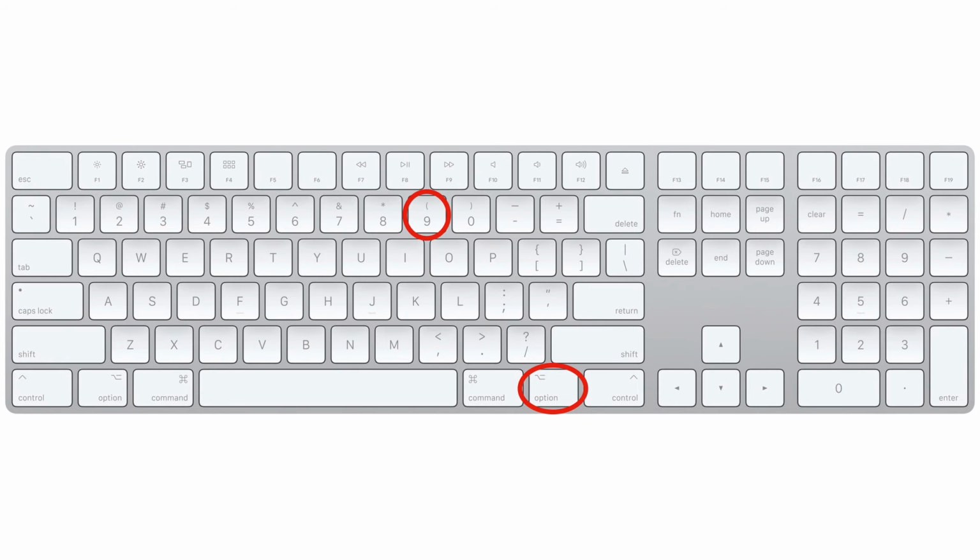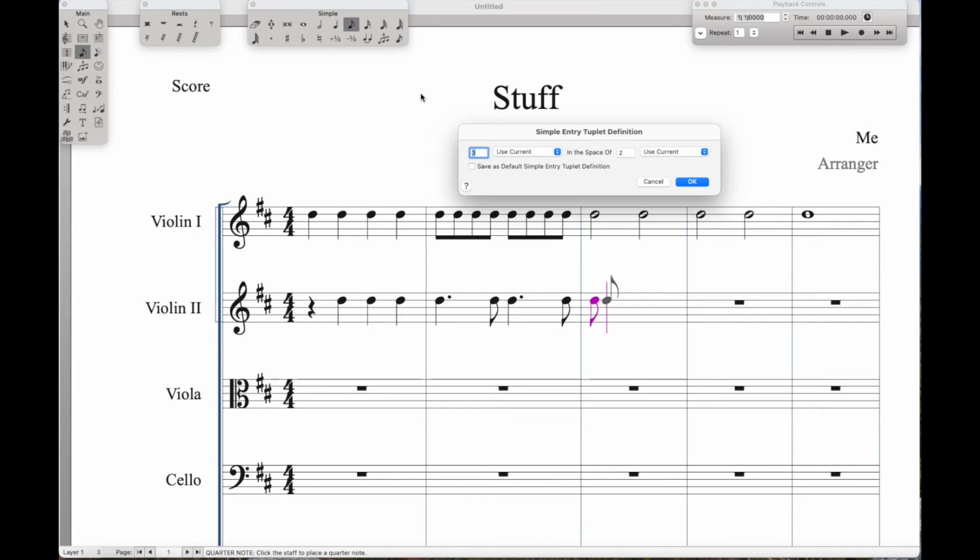For triplets, hold Option and the number 9. When I do that, this menu will come up. It's going to ask you if you want to use the current duration. So the 8th note is selected. It's going to be 3 8th notes in the place of 2. And then you just hit OK.